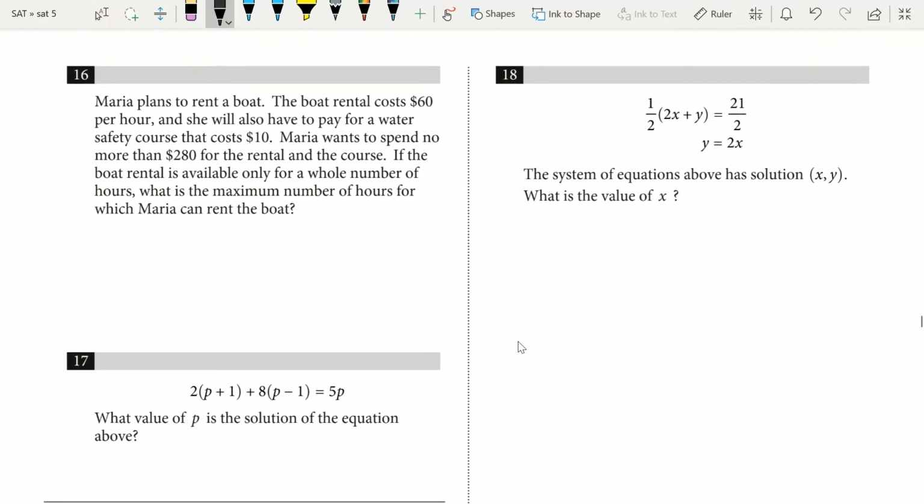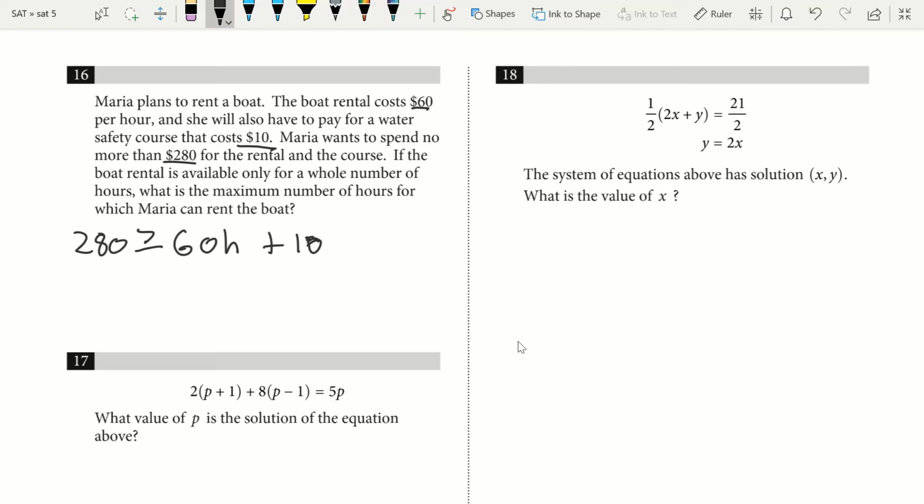Question 16. Maria plans to rent a boat. The boat rental costs $60 per hour, and she will also have to pay for a water safety course that costs $10. So that's our equation right there: $60 per hour H plus $10 for the boat safety course. Maria wants to spend no more than $280. So we can get rid of our y, because she wants to spend no more than $280. So $280 must be greater than or equal to $60H plus 10.